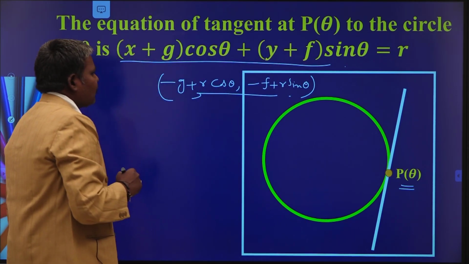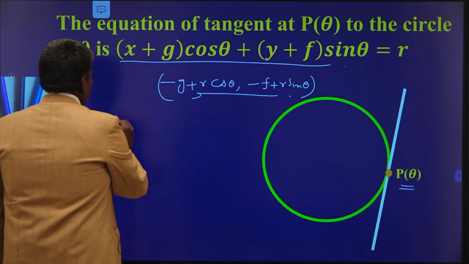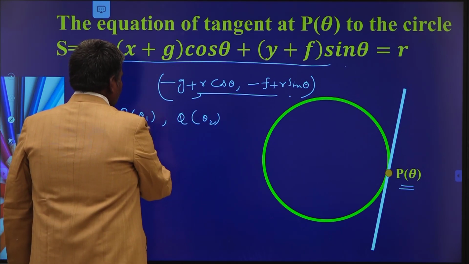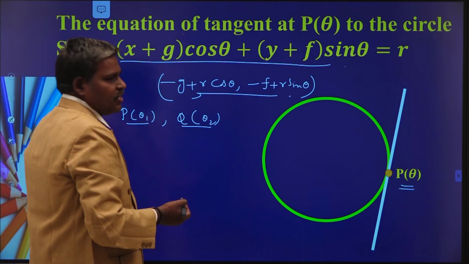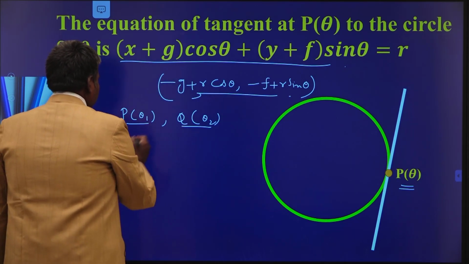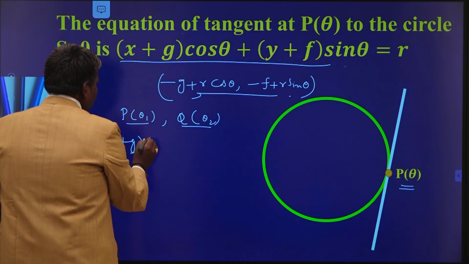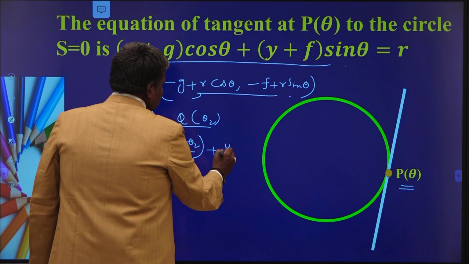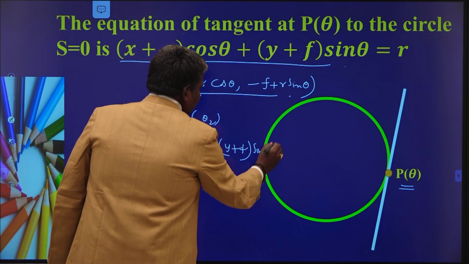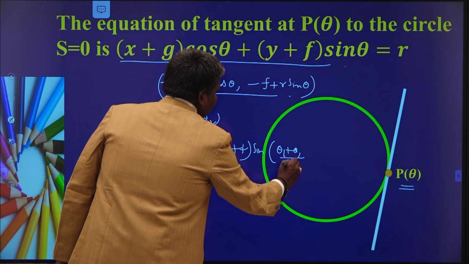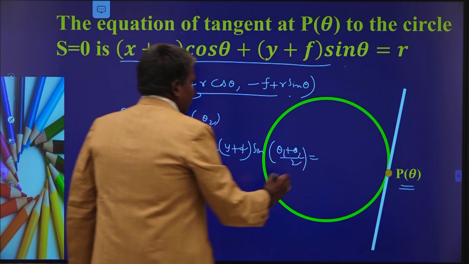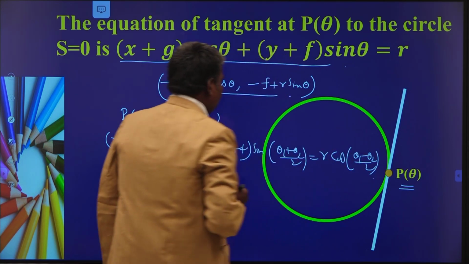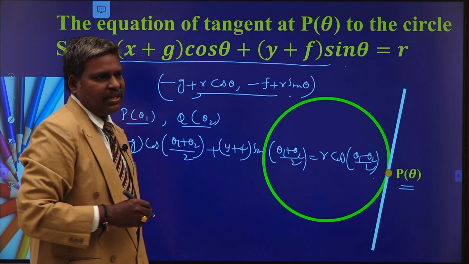We have the equation of chord joining the 2 points P of theta 1 and Q of theta 2. We derived that. What is the equation of chord joining these 2 points? (x plus g) cos of (theta 1 plus theta 2) by 2 plus (y plus f) sin of (theta 1 plus theta 2) by 2 is equal to r times cos of (theta 1 minus theta 2) by 2. Am I correct or not? This is the equation of chord joining these 2 points.